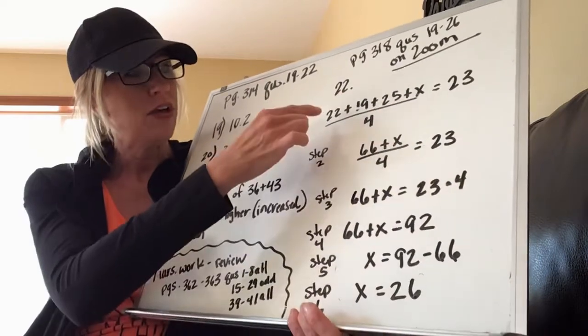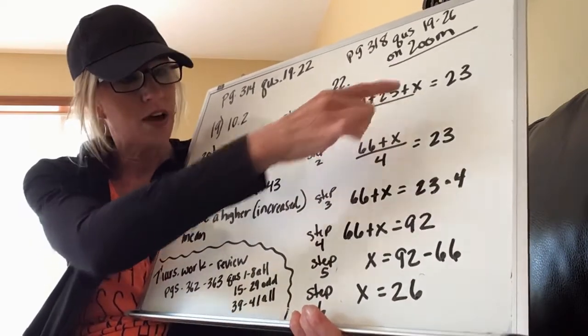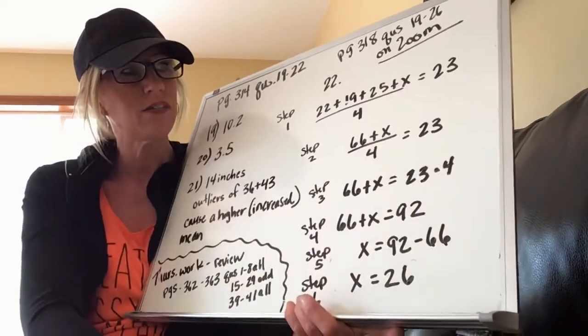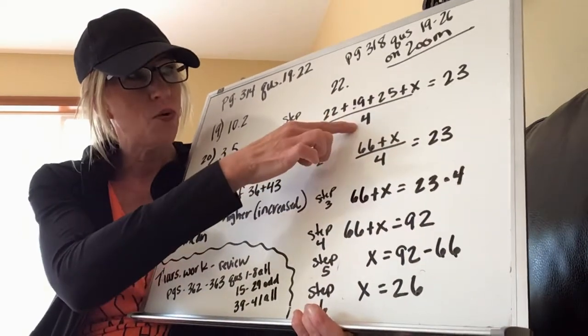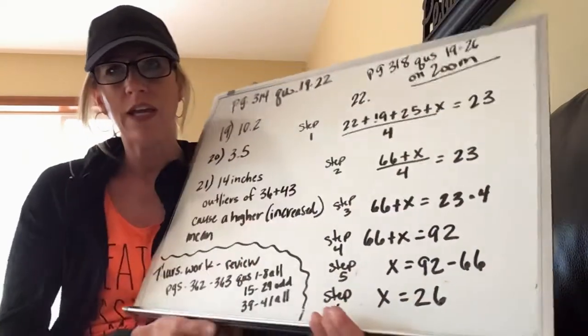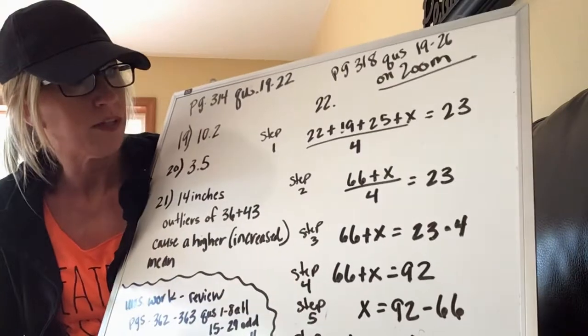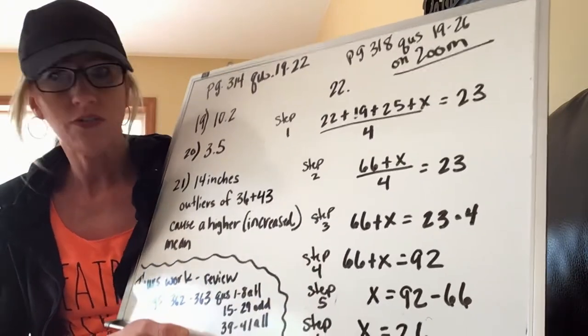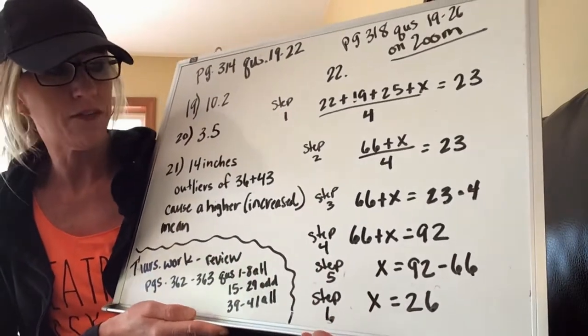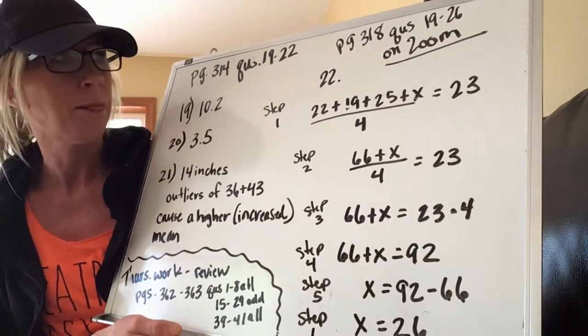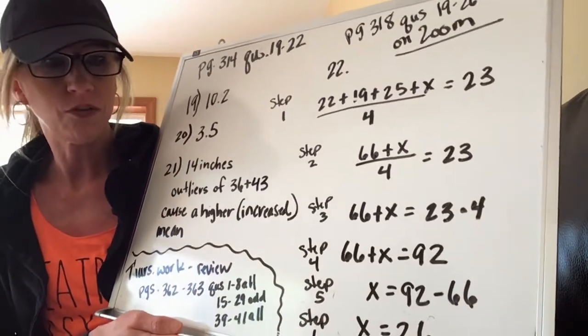So now we just found out our x, and we could put it up here, and we know that if we added 22 plus 19 plus 25 plus 26 and divided all that by 4, we would get 23, and it should work. Okay, so I just tried to work that out for you so you could see how to do that one. Maybe a little harder one of those questions.